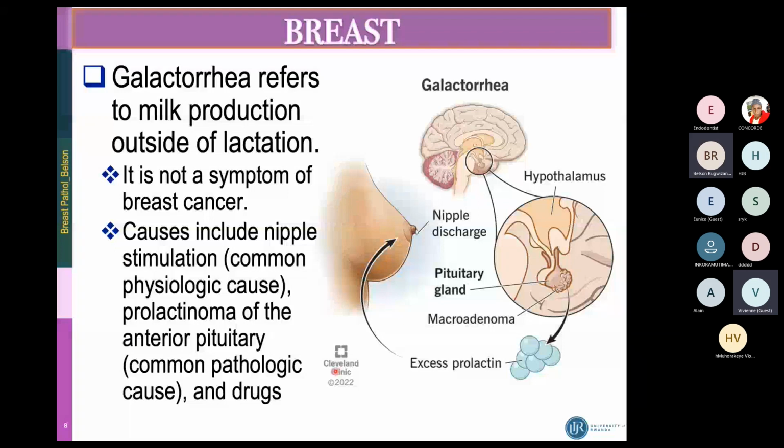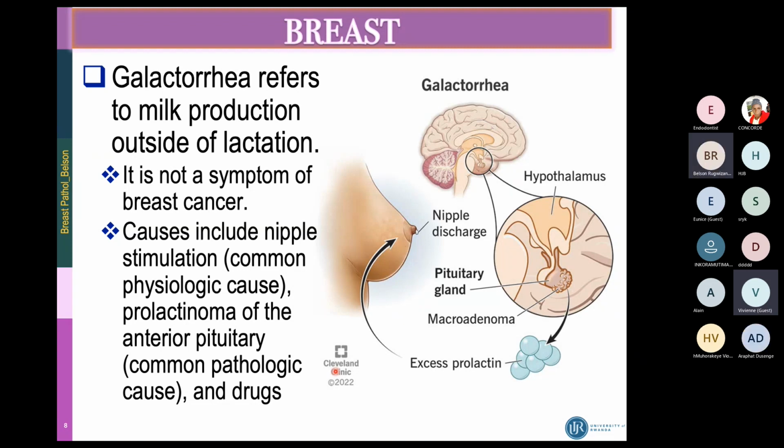So the first thing we can discuss here is galactorrhea. So we start diseases or abnormal conditions. Galactorrhea refers to milk production outside of lactation.